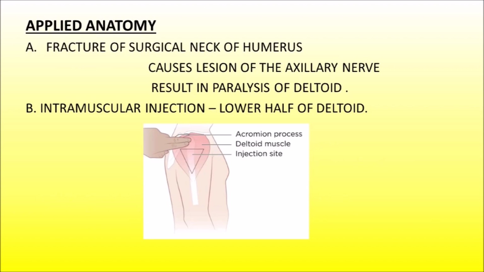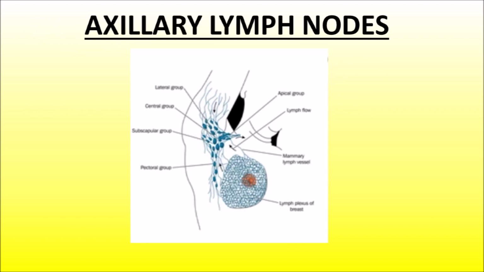Now let us move on to applied anatomy. Fracture of the surgical neck of humerus causes lesion of the axillary nerve and it results in the paralysis of the deltoid. Next one is the intramuscular injection, which is done in the lower half of the deltoid. You might think, why does it happen in the lower half of the deltoid? It happens to avoid the injury to the axillary nerve which winds around the surgical neck of the humerus.